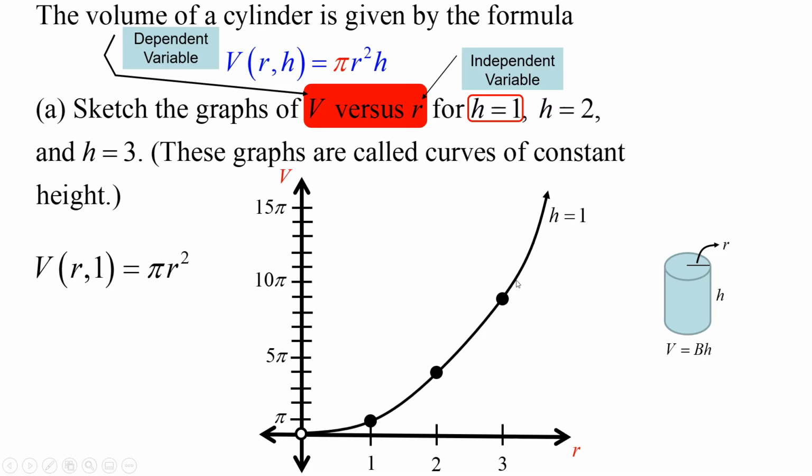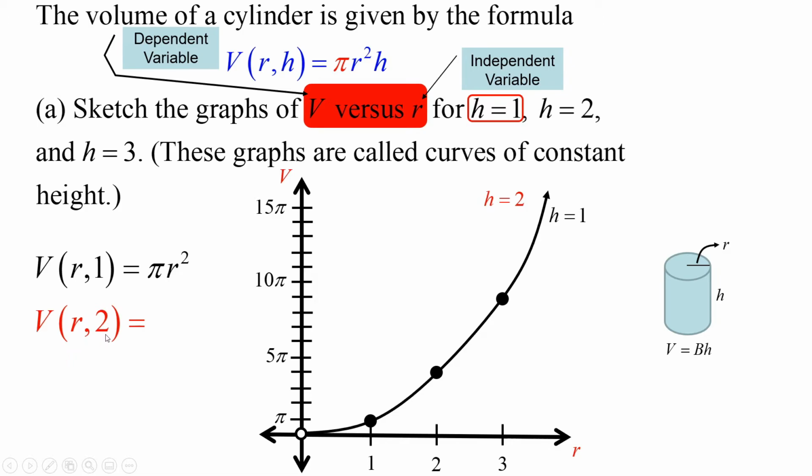Now, I'm not going to do the restricted domains because they're pretty obvious again right here. You all realize that for me to have a cylinder, my radius has to be greater than 0, which you're going to see in every graph. You're going to see an open dot right there, and then your curves. Okay, so now let's go ahead and do h equals 2. So V of r comma 2.